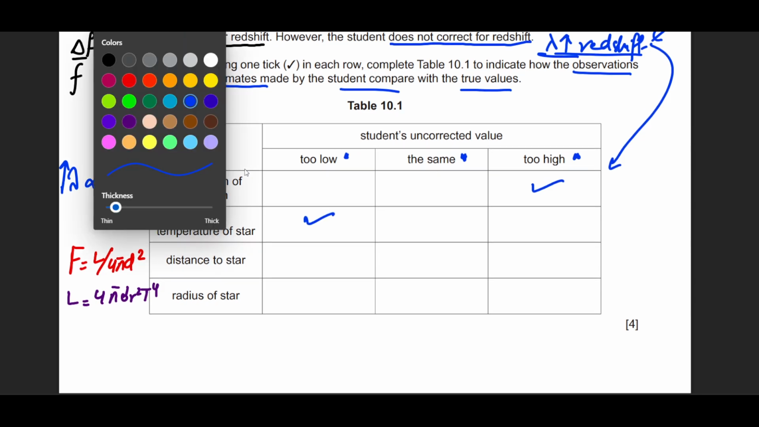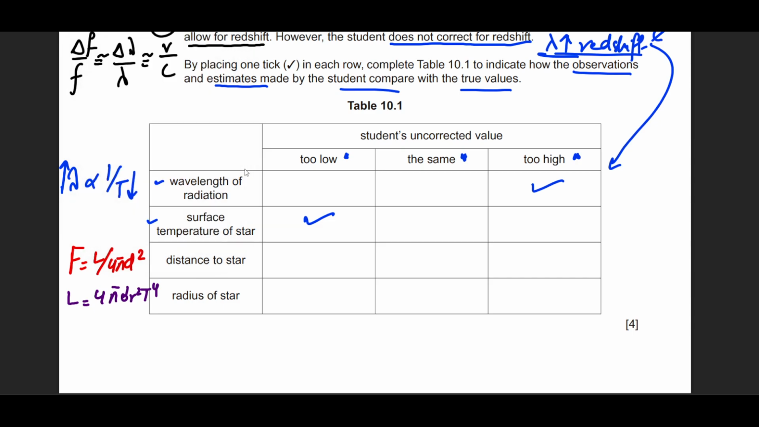Then the distance to the star. Now in this equation, the standard candle luminosity is already known. The flux, or the luminous intensity, is already known. So the distance to the star will be the same. It will not be affected by these things because there is no wavelength dependence. There is no temperature dependence in this equation, mathematically speaking.